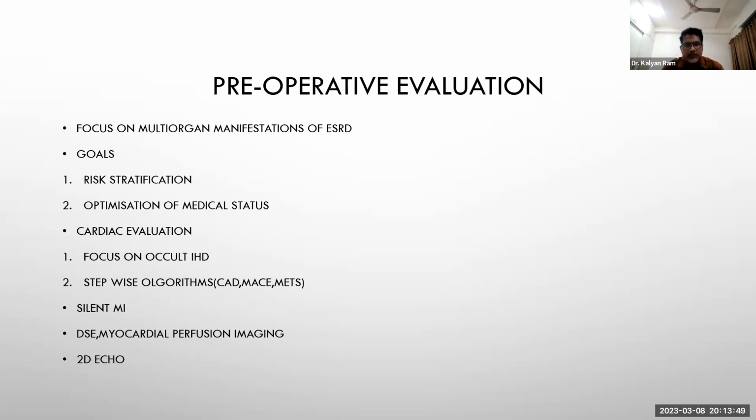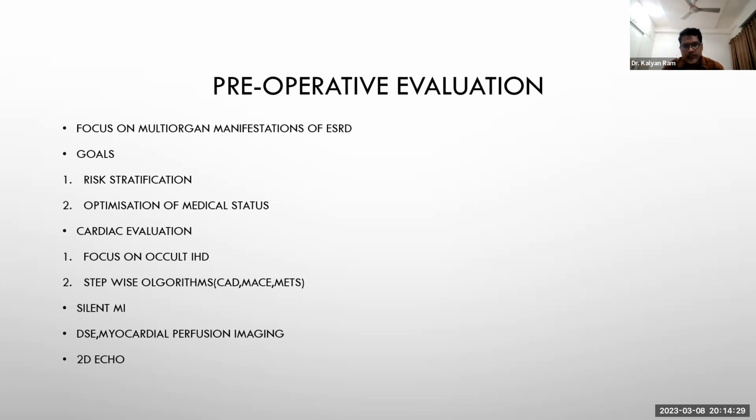The focus should be on occult ischemic heart disease and identifying the disease. So stepwise algorithms will help in identifying the known patients with CAD and CAD risk factors. And we should estimate the occurrence of major adverse cardiac events in this patient, which is called MACE, based on both clinical and surgical risks. And finally, functional capacity of the patient, which is measured by metabolic equivalents. So patients with moderate to good exercise metabolic equivalents can be excluded from further testing. And those patients who have less than 4 metabolic equivalents should undergo further non-invasive testing.